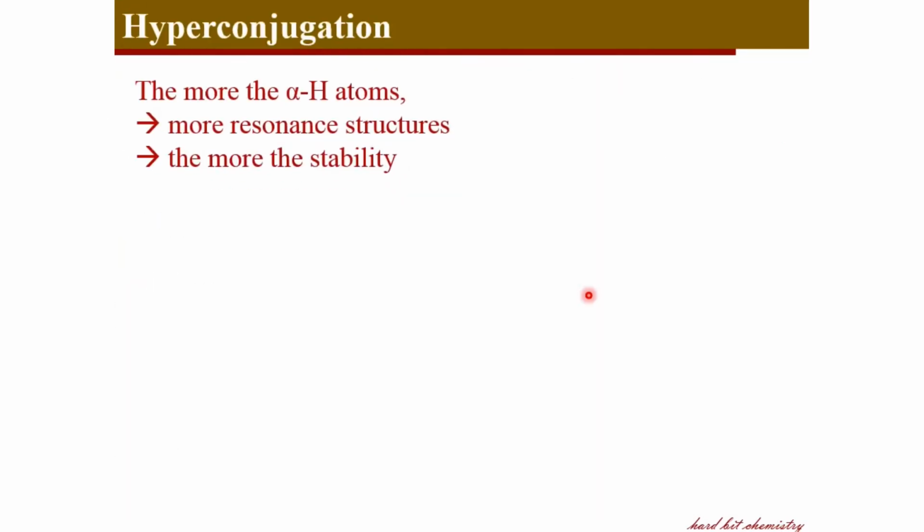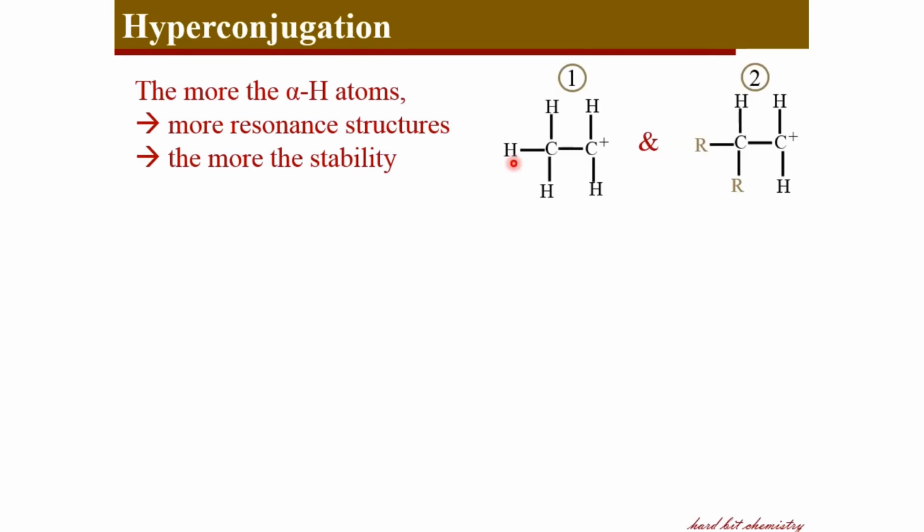One important feature of hyperconjugation is that the more the number of alpha hydrogens, the more will be the no-bond resonance structures or hyperconjugated structures, and therefore the higher the stability of the structure. The first structure has 3 alpha hydrogens, that is, hydrogens placed on the alpha carbon to the carbon bearing the charge, and the second structure has only 1 alpha hydrogen because the other 2 positions are substituted by R groups. So the first structure can have 3 no bond resonance structures, and that is why structure 1 is more stabilized than the second structure.